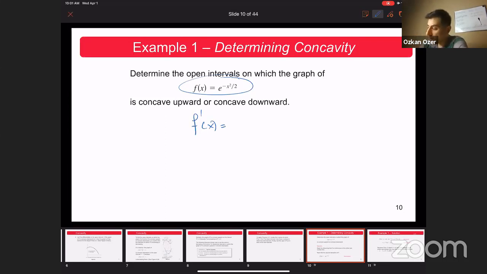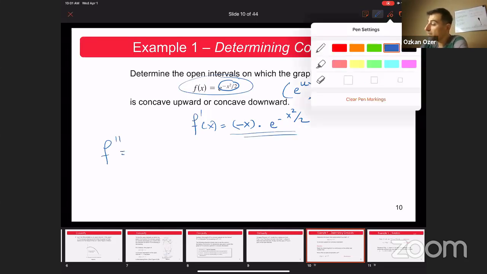This is an exponential function, so it's of the form e to the u, and from the basic differentiation formula card, the derivative of e to the u is u prime times e to the u. Well, u is negative x squared over 2, so the derivative is negative x times the exponential function itself. I'm using this formula from the formula card of the differentiation rules. But I still need f double prime, so I should take the derivative of this function one more time.